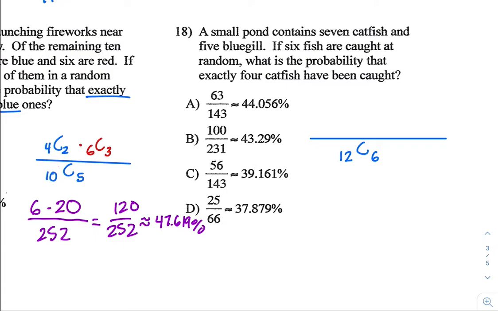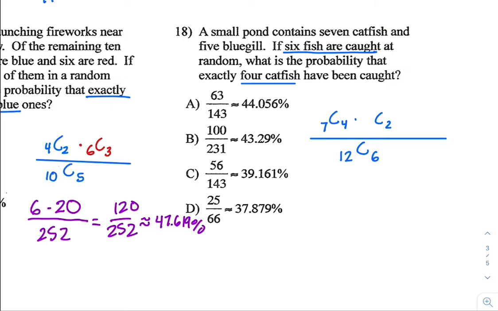That's the total. Now let's see what we're trying to solve for. Probability exactly 4 catfish have been caught. So you want to choose 4 catfish. Well, how many total catfish were there? There's a total of 7 catfish. So 7. Now, if you caught 4 catfish, that automatically means you must have caught 2 bluegill, because it says 6 fish are caught. So you want to catch 2 bluegill.